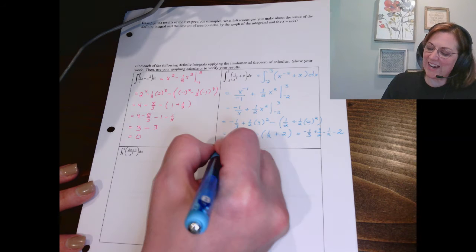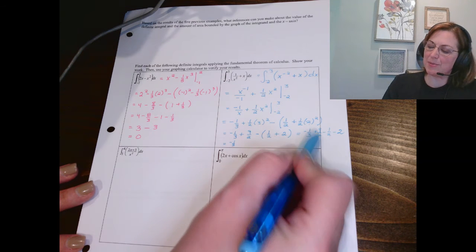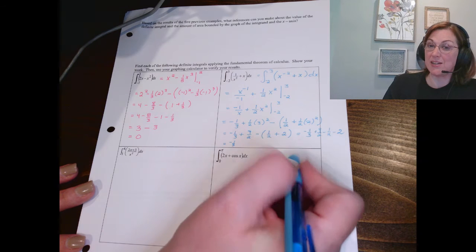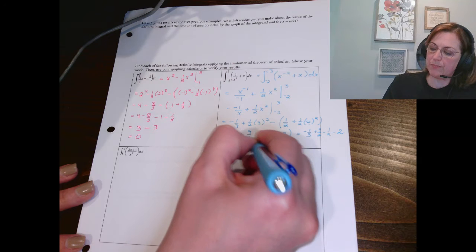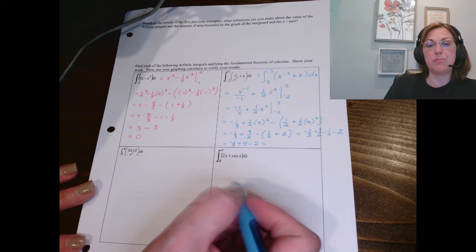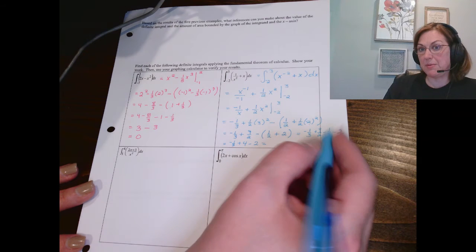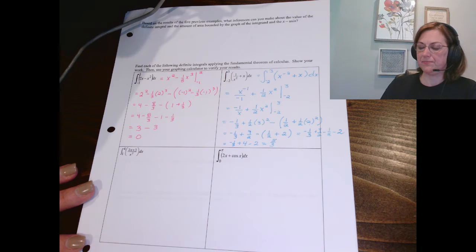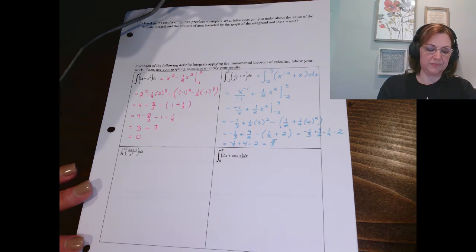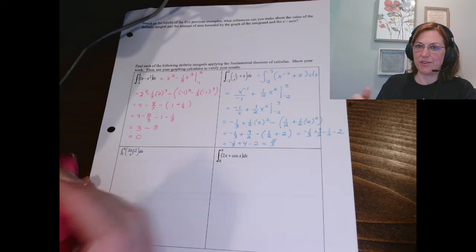So I've got -1/3, crunching out some numbers here. 9/2 minus 1/2 gives me 8/2. That's 4 minus 2. So it looks like I've got 2 plus a -1/3. That would be 5/3. Crunching out some fraction work there.